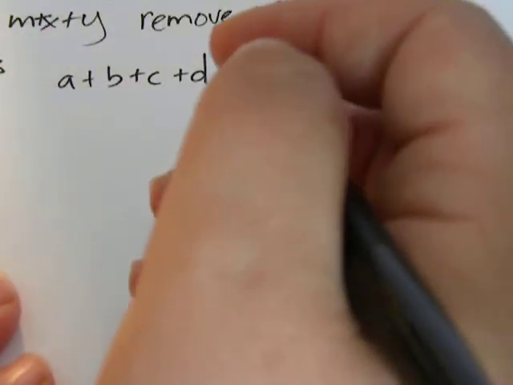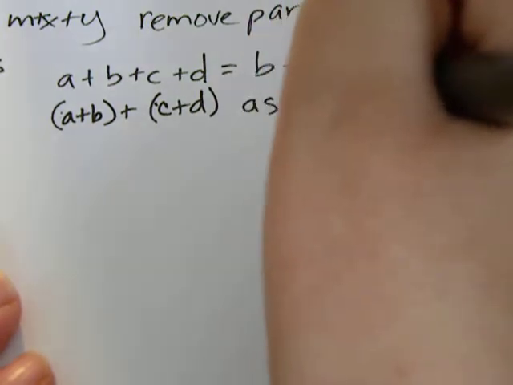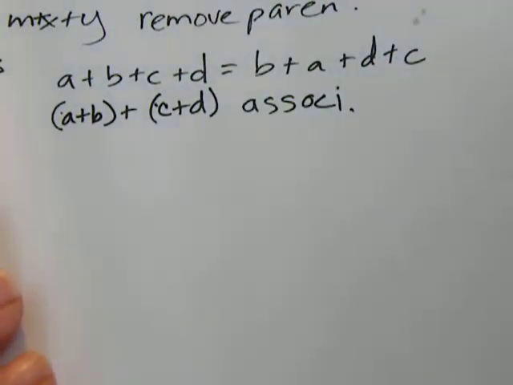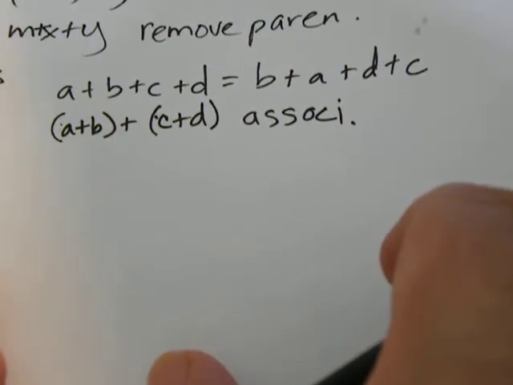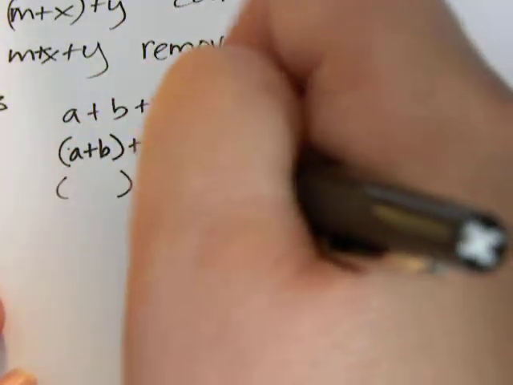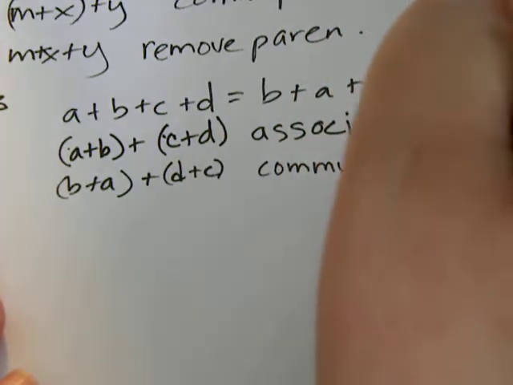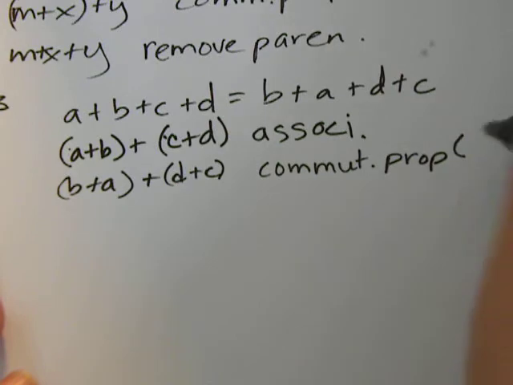So the very first thing that we are going to do is write (A plus B) plus (C plus D) and say that that is the associative property, and it is totally fine to do two of them at the same time like that, and then we can save a little bit of time by doing two parts at the same time. So (B plus A) is equal to (D plus C). We switched both of them and we use the commutative property, and we actually used it twice.